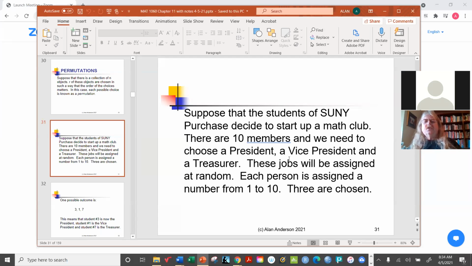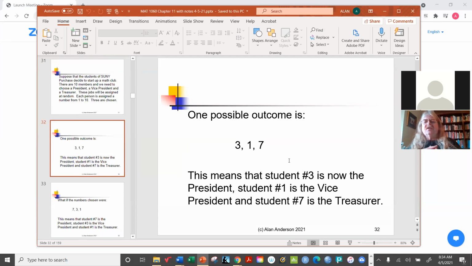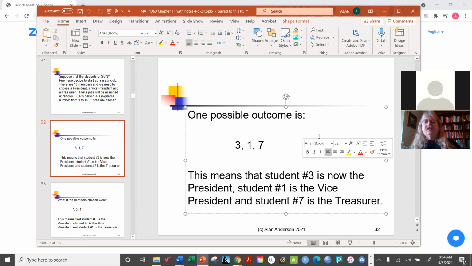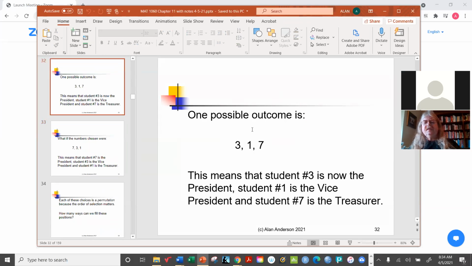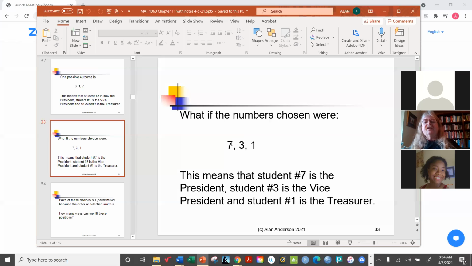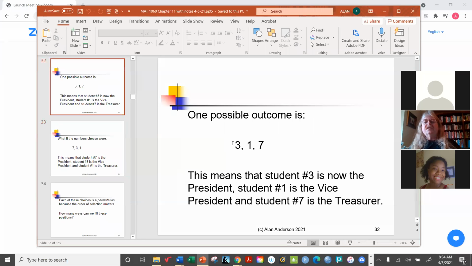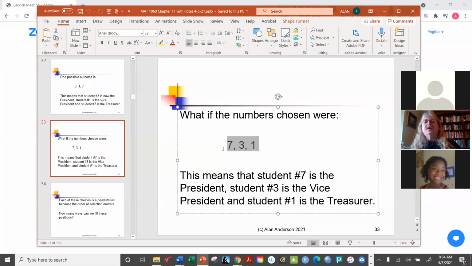And we noted that each choice does matter because, for example, if I pick students number 3, 1, and 7 in that order, it means that student number 3 becomes the president, student number 1 becomes the vice president, and student number 7 is now the treasurer. And that selection, as you can see, is very different from this one. Even though it's the same 3 numbers, they're chosen in a different order. And that makes a big difference because now suddenly it's the 7th student who's the president, the 3rd student who is the vice president, and the 1st student is the treasurer. So each of these selections, 317 and 731, are considered to be different permutations.